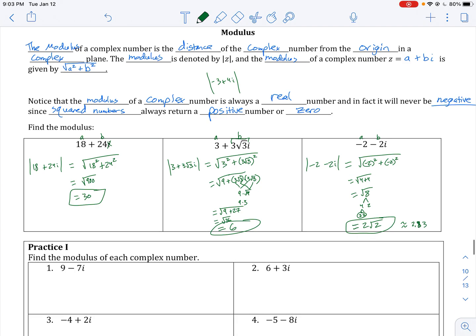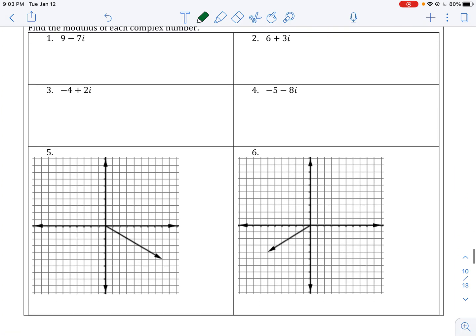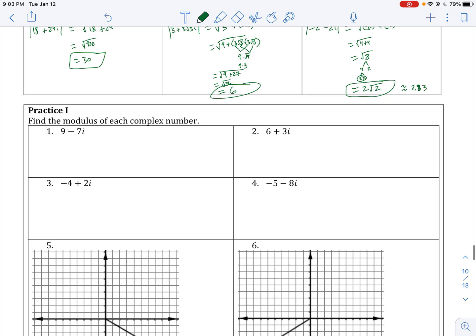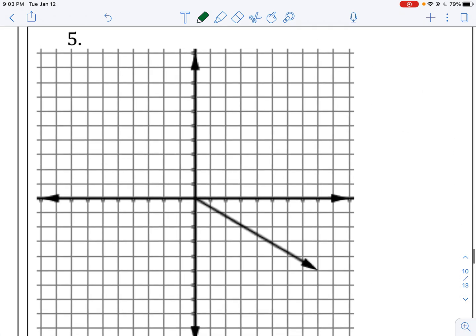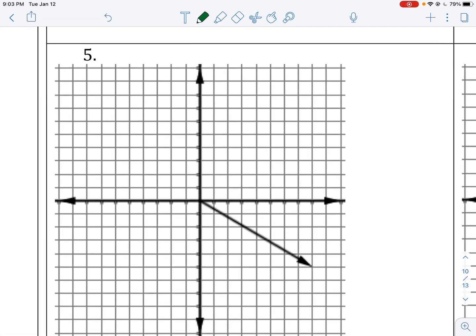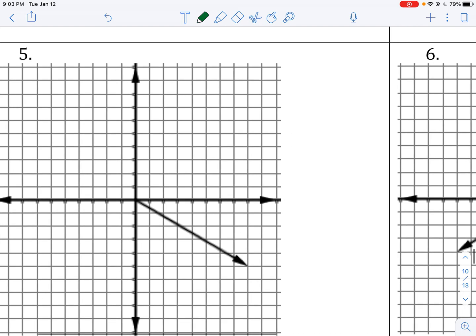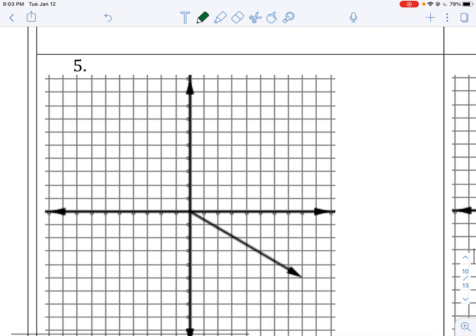Let's have you try out one of these all by yourself. Let's have you go to 5. This one is given graphically, and you do need to figure out where your complex number is, and then you can get your modulus. Go ahead and pause the video for a couple moments and work through and get your modulus here, and we'll have you check it.